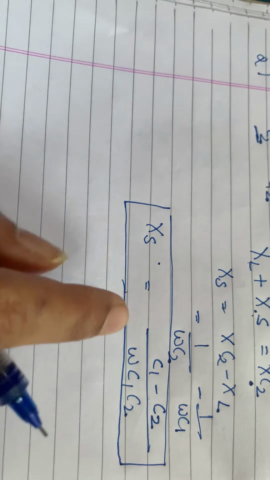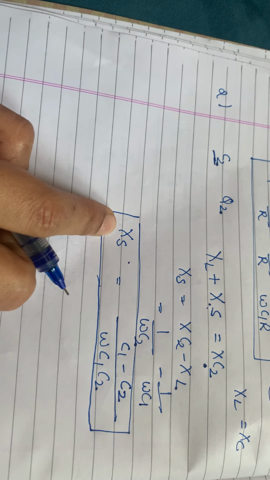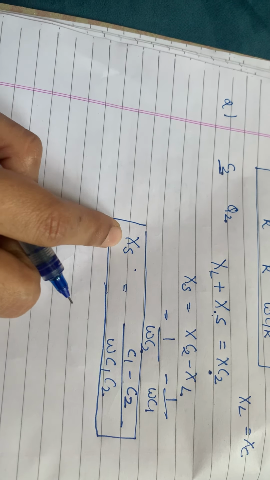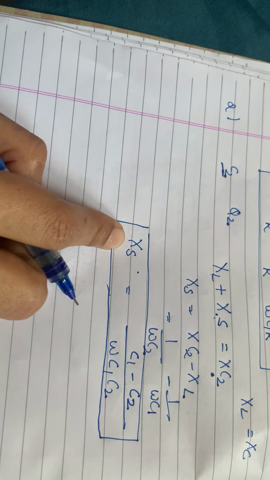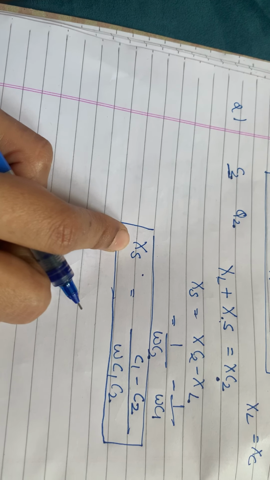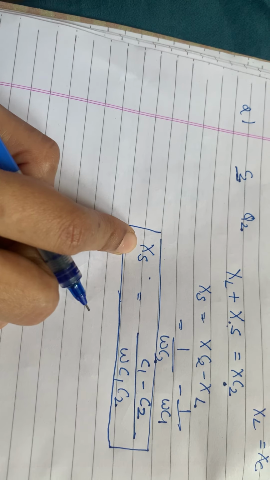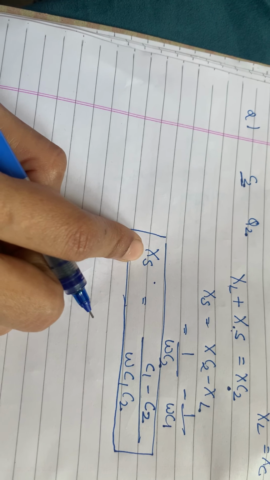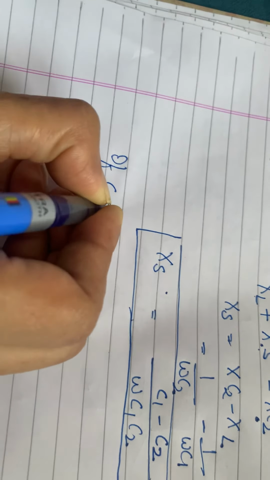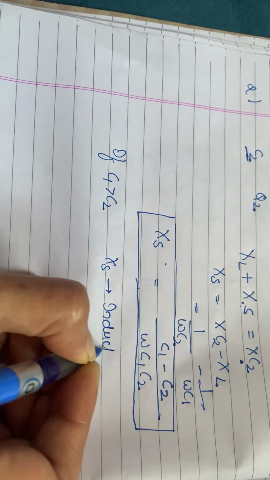Now from this equation we have to find out two things. We first need to find out what is the type of XS, whether it is inductive, capacitive or resistive, and whatever is the case, how to find out those values: the inductor, the capacitor or the resistor value, the equation for that, plus the quality factor of this unknown impedance. Now, if C1 is greater than C2, XS is inductive in nature.